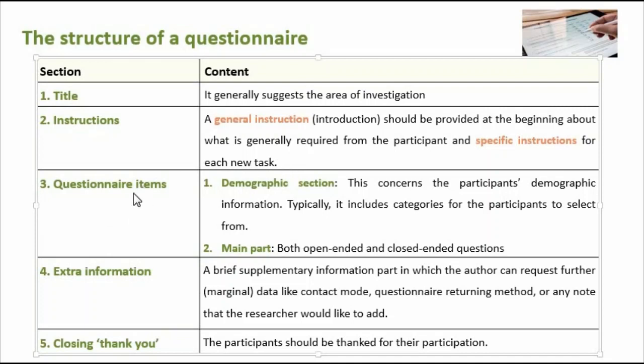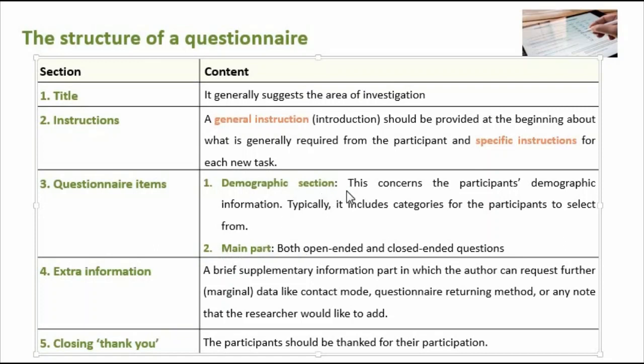The third section is the questionnaire items. We mean by the term items questions, the questions themselves. This is the body of the questionnaire. Usually, the body of the questionnaire has sections. The first section is the demographic section, and the second one is the main part. Here, the main part may have subsections as well.